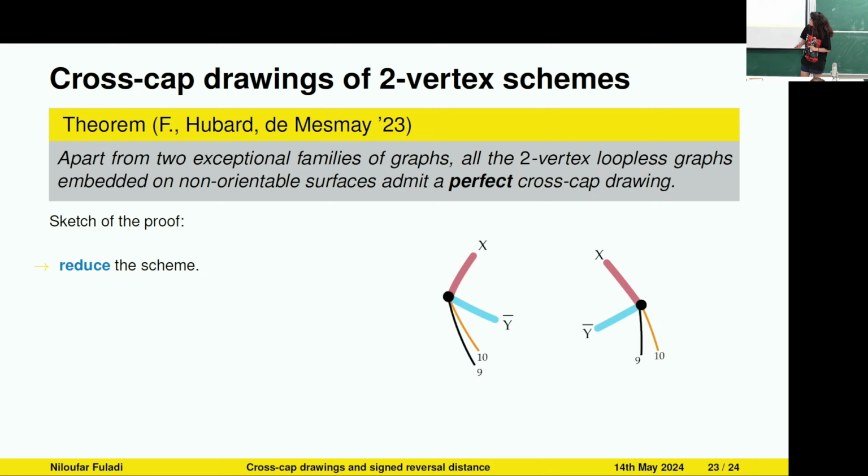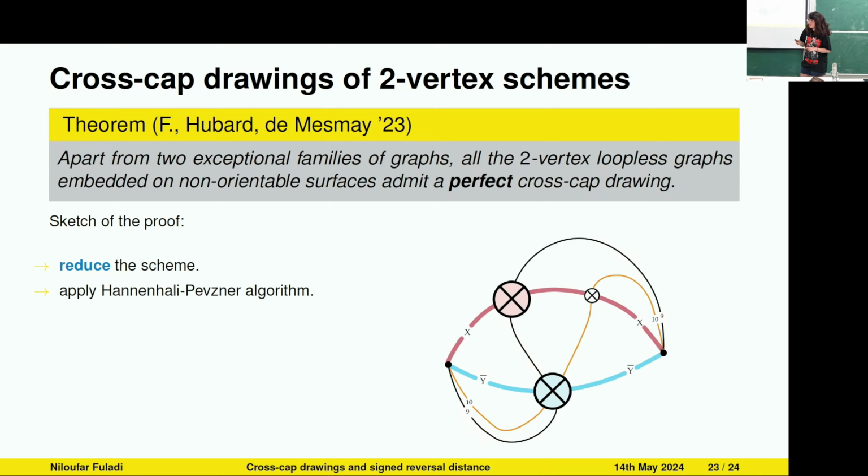And then I know that the algorithm of Hanan, Halley, and Pevsner can solve this problem with the right number of cross gaps. So I use the algorithm to draw that. So here it was my reduced graph. And now I'm going to choose for each of my bolded edges one cross gap that they enter. So for X, I'm going to choose this. For Y, I'm going to choose this.